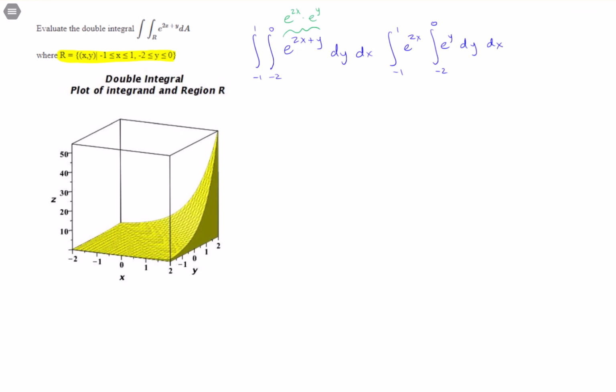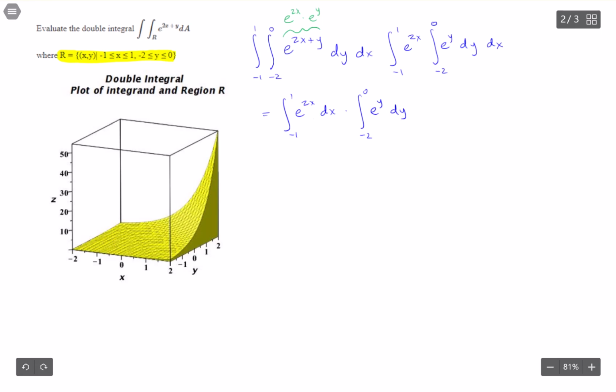But more than that, there's a theorem that allows us that if we have two functions that are separable from one another, so that we don't have any y variables mixed with x variables or anything of that nature, you can actually split this up into two separate integrals. So the integral of e to the 2x dx times the integral from -2 to 0 of e to the y dy.